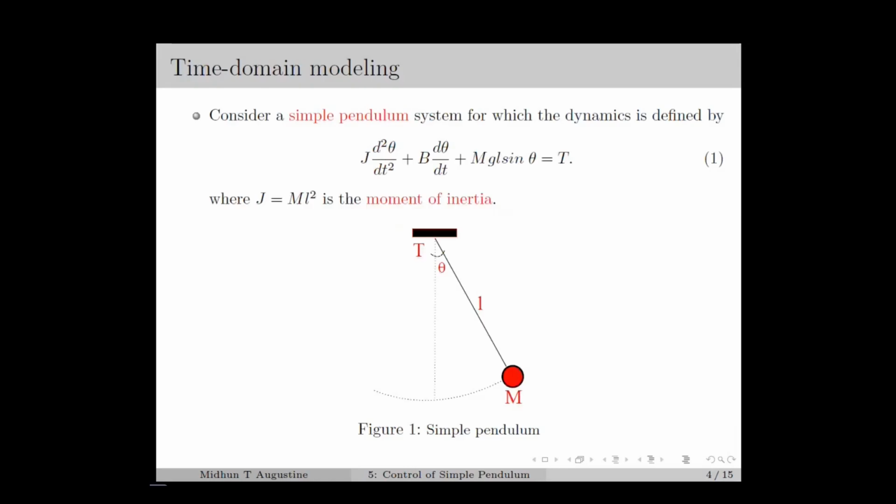Here we consider the time domain modeling of the simple pendulum as shown in figure 1, in which m is the mass of the pendulum, l is the length, theta is the angle made by the pendulum with the vertical axis, T is the torque applied to the pendulum.